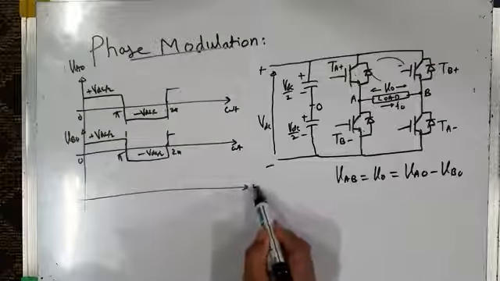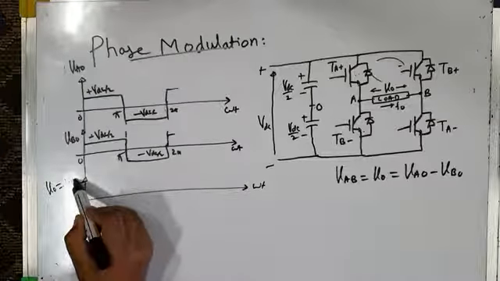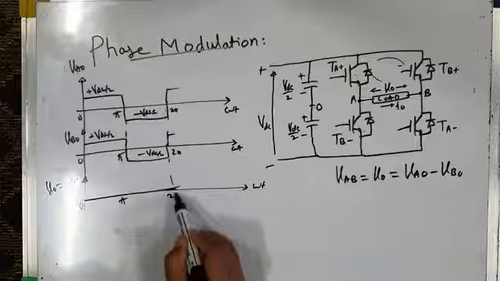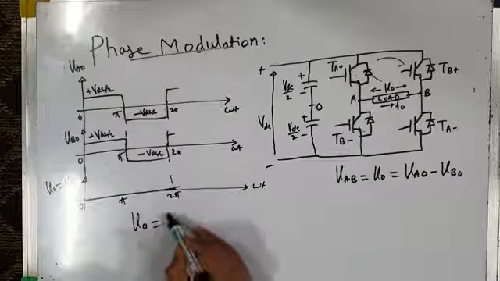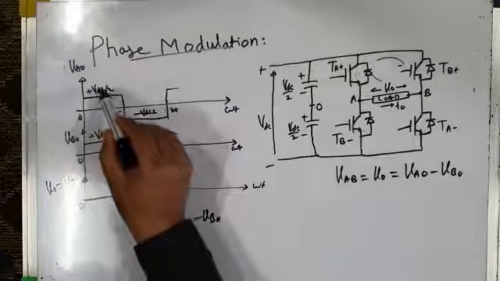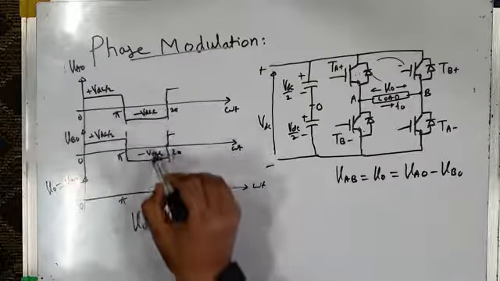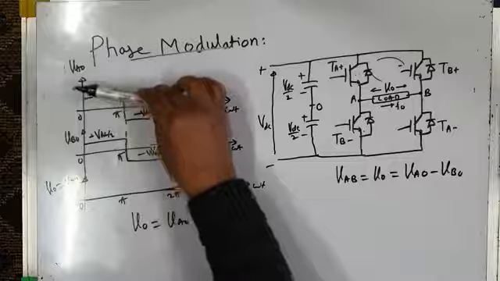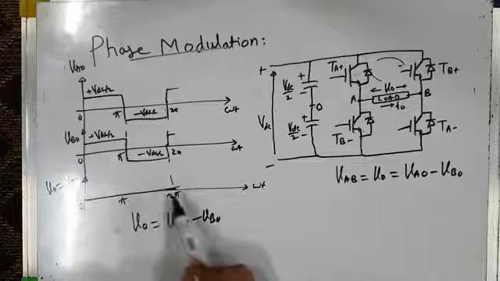Therefore, the load voltage V naught, which is VAB, is 0 all throughout, from 0 to pi and from pi to 2 pi, because V naught is equal to VAO minus VBO. From 0 to pi, VDC by 2 minus VDC by 2 is 0. From pi to 2 pi, minus VDC by 2 plus VDC by 2 is 0. So in this case, the two pole voltages are in phase, and when the two pole voltages are in phase, that makes the load voltage equal to 0.